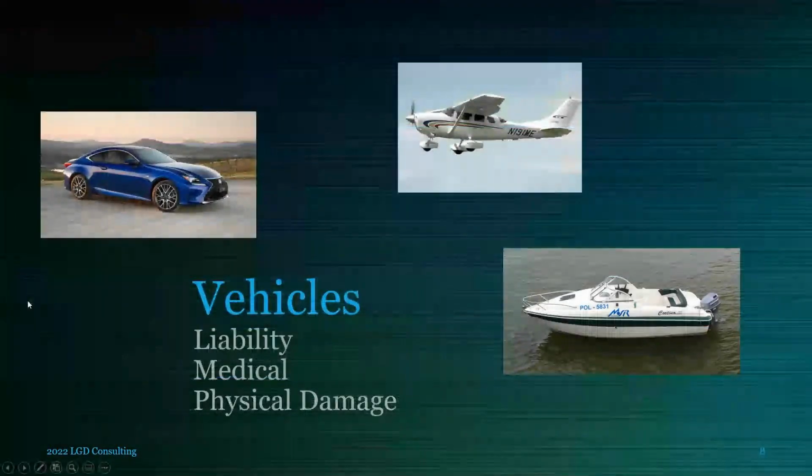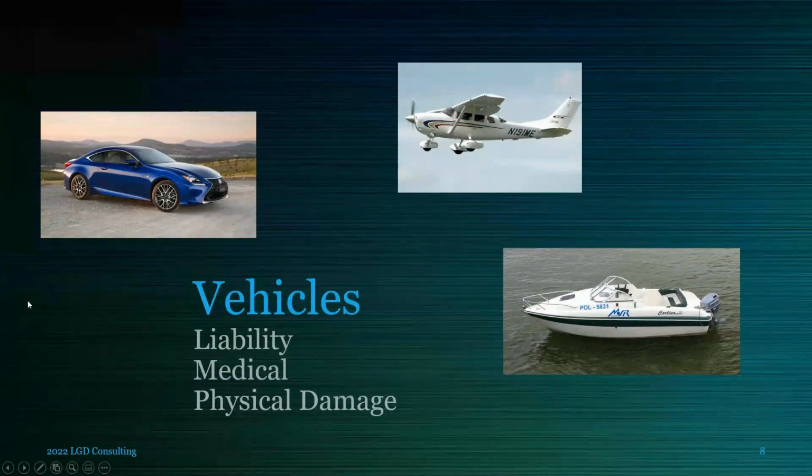All right. You gotta understand vehicles. Vehicles typically have three coverages. So look at your auto insurance. It's primarily three coverages. There's liability in case you hit someone. There's medical for you and your passengers in your car in case they're injured. And then there's physical damage for your car. Okay, so that's your car.